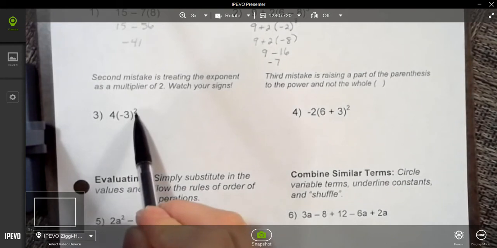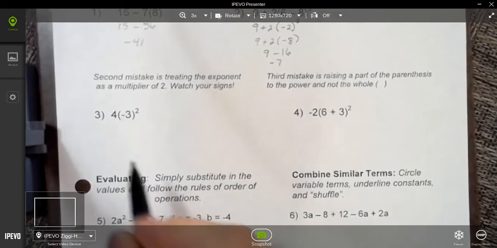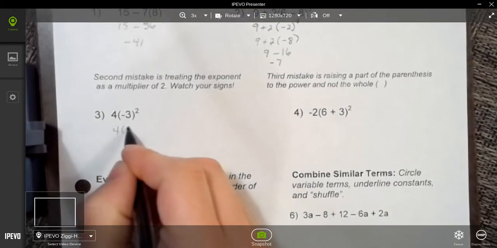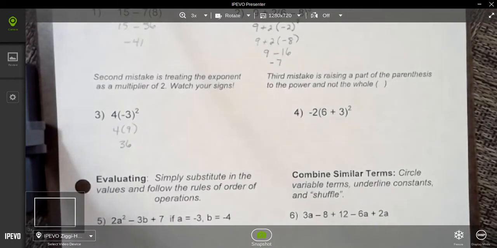I'm going to evaluate the exponent before I multiply. Negative 3 to the second, again, that does not mean negative 3 times 2. It means negative 3 times negative 3, which is a positive 9. So this turns into 4 times 9, which is going to give us a final answer of 36.